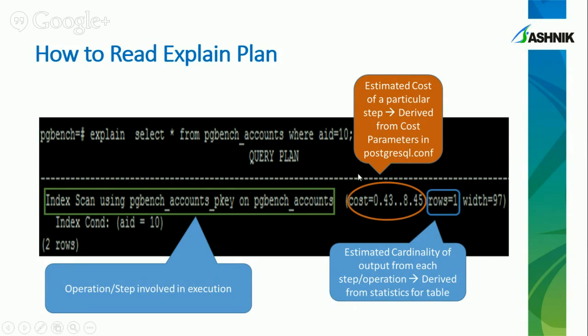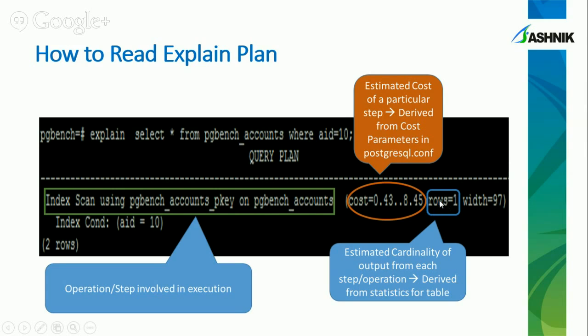This oval in brown color is the cost of this query. The cost is calculated based on various cost parameters that you have defined inside your postgresql.conf. So if you see that the optimizer has used a very wrong calculation or has estimated the cost wrongly, then probably you need to go and modify your postgresql.conf.